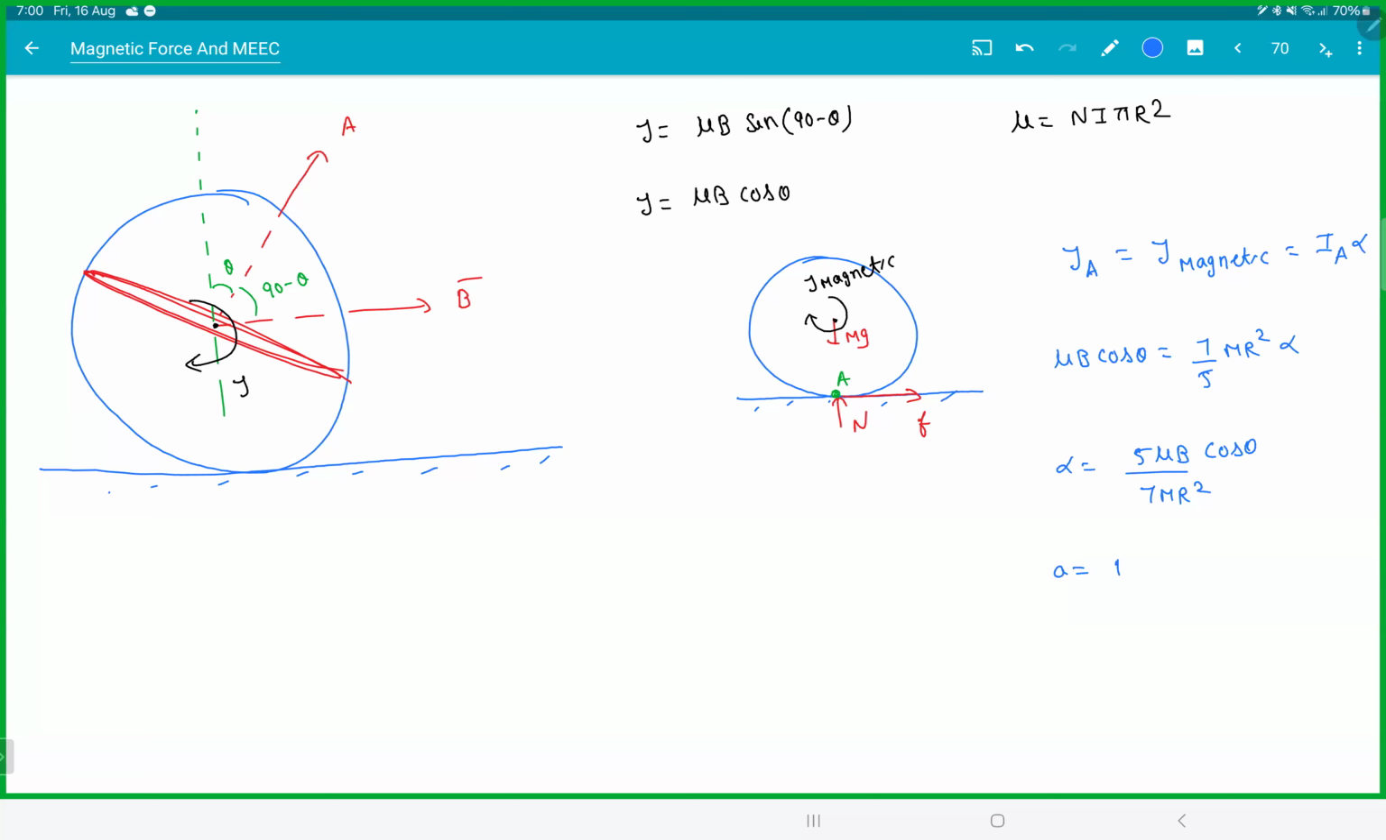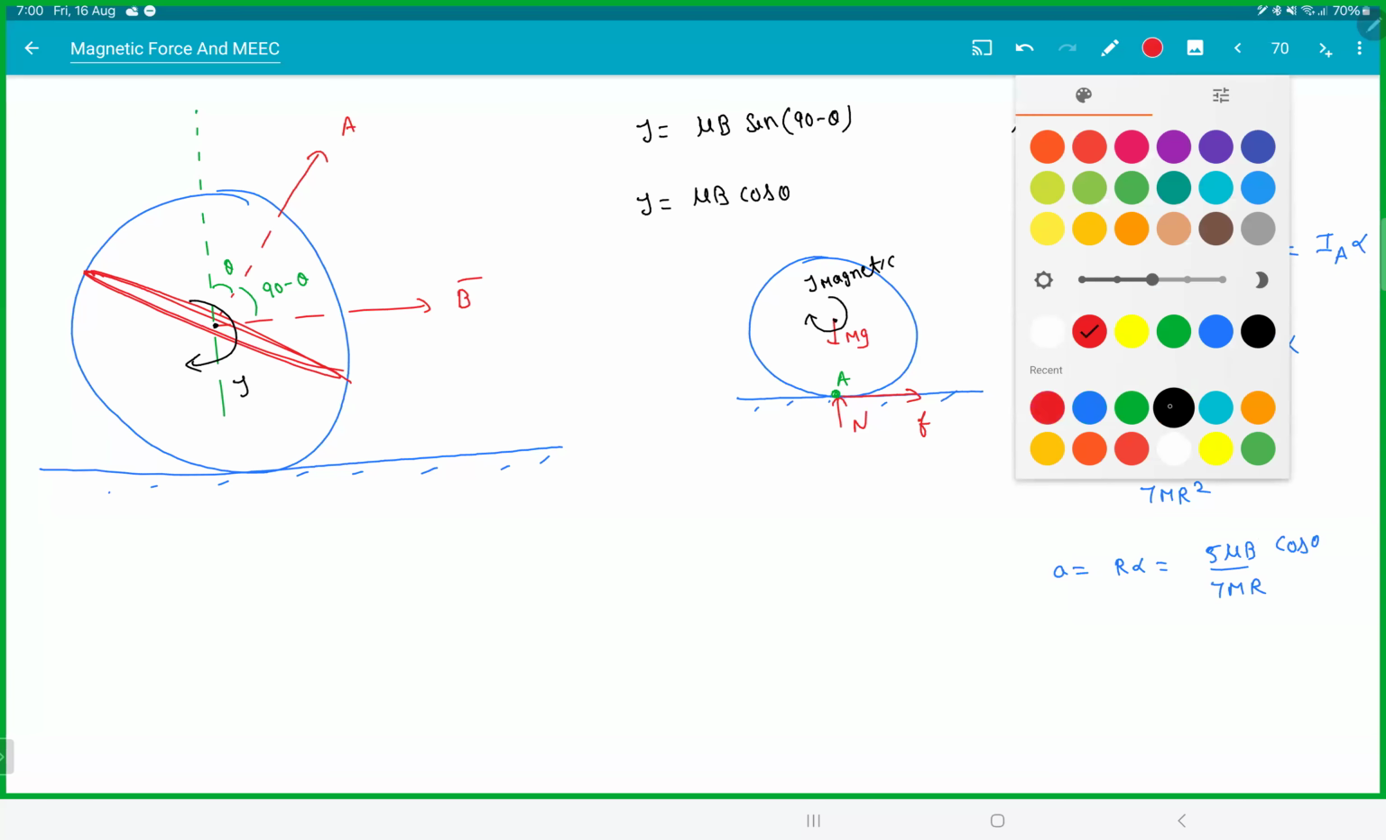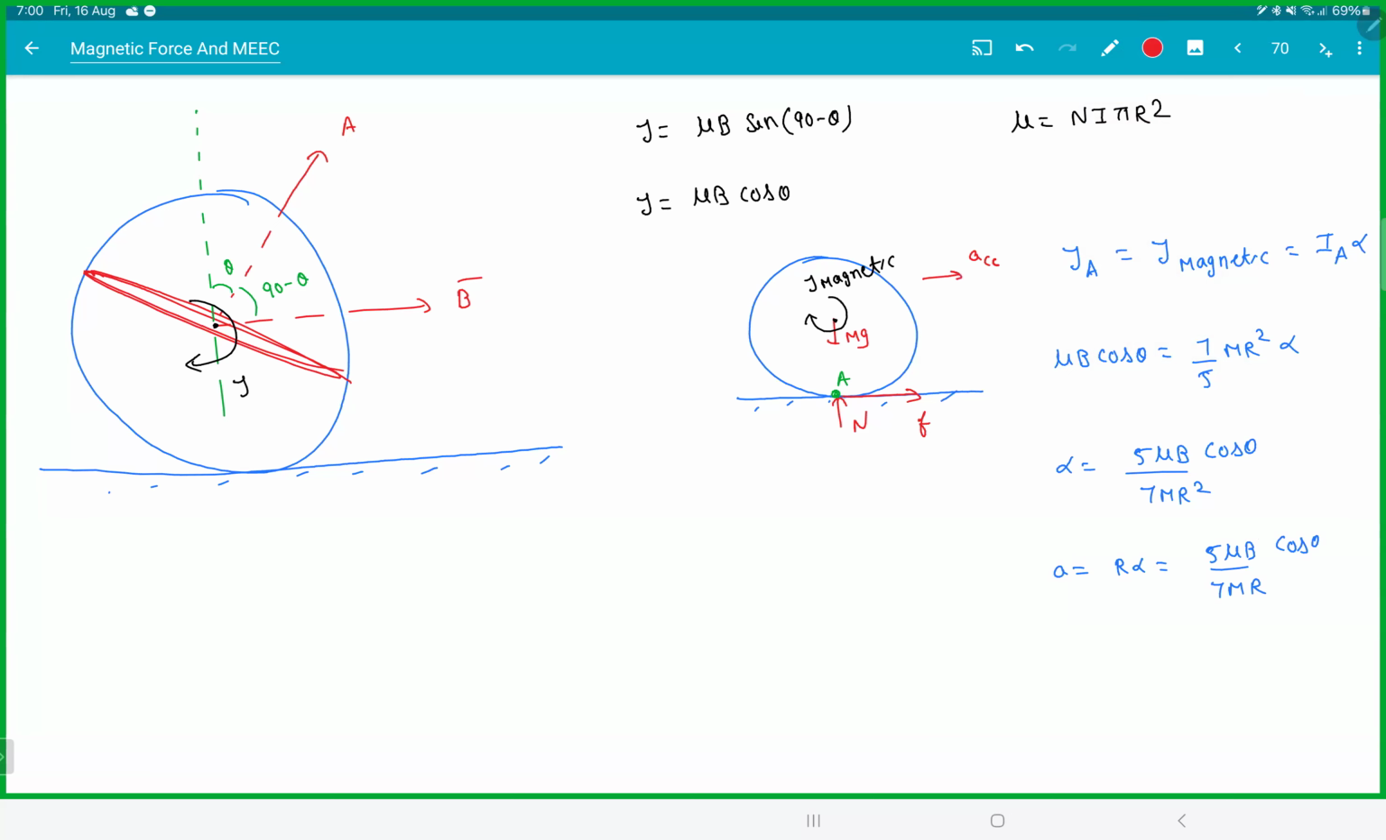From here we'll get acceleration is equal to r alpha, which is 5 mu B by 7 m r cos theta. And if you see here, the only force acting on the system horizontally is friction. F is equal to ma. They can ask you even the minimum coefficient of friction also. Then you let F be less than or equal to mu mg, and from there you'll get mu also.